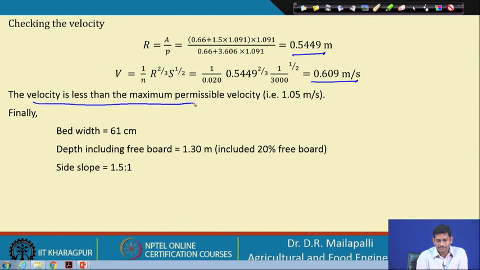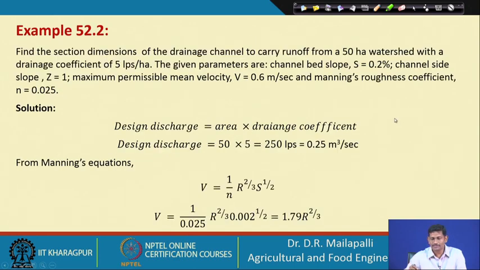And if you go back to the tables, table number 1, you see 1.05 meter per second is the maximum permissible velocity. So, this velocity is less than this, so it is within the permissible velocity. And finally, the geometric parameters for the trapezoidal channel are: bed width is 61 centimeter and depth is 1.3 meter, including 20% of freeboard, and side slopes 1.5 to 1. Okay. So, this way we will be designing the parameters for the trapezoidal cross section.